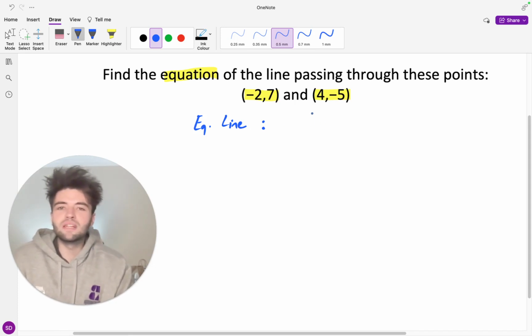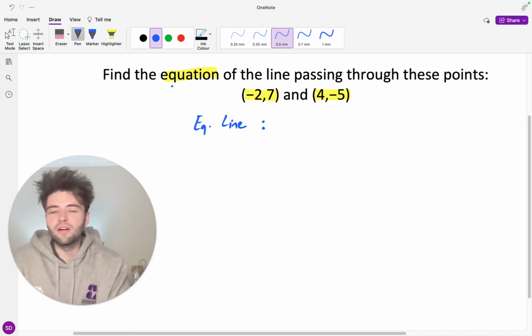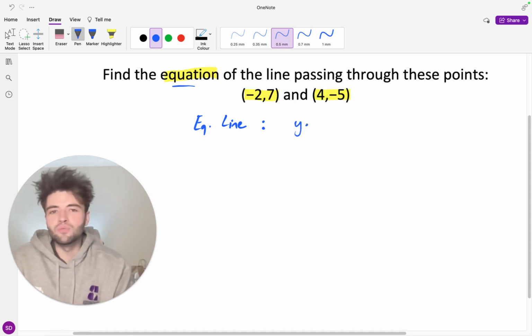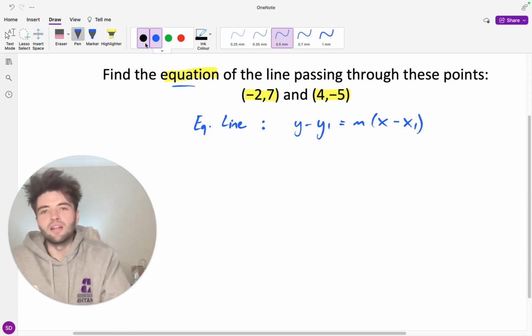And so the first step is going to be to find our formula for the equation of a line, which is going to be the formula y minus y1 is equal to m times x minus x1. And this is a formula that is going to be in your log tables, so you don't need to memorize that. I believe it's on page 18, so you can just basically double check that every time you use it.